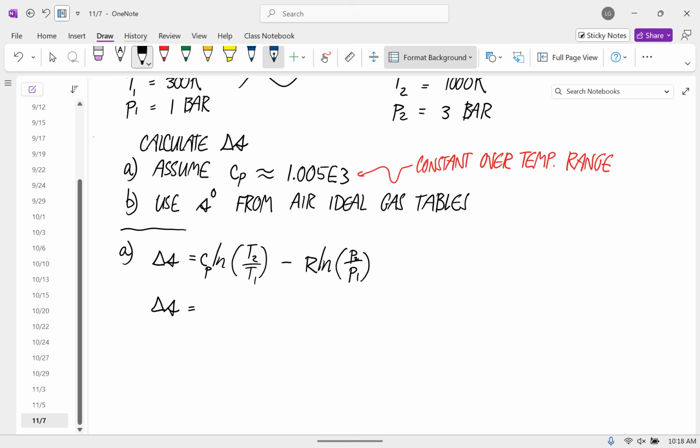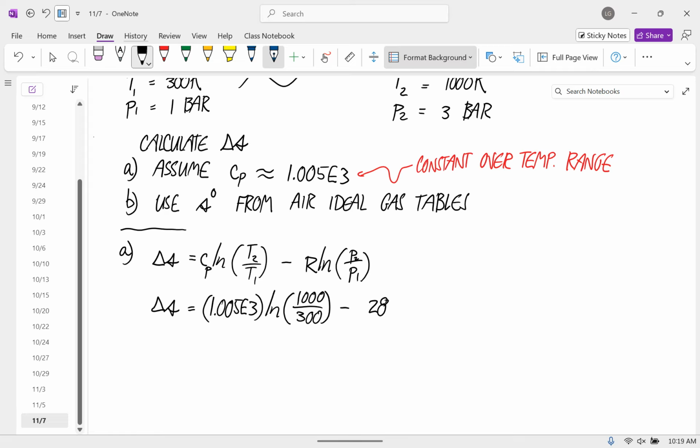So the change in specific entropy is equal to 1.005 times 10 to the third times the natural log of 1,000 divided by 300 minus, we use an R value for air of 287 in SI units. You get that from the universal gas constant divided by the molar mass in kilograms of a mole of air, which is like 80% nitrogen, 20% oxygen.